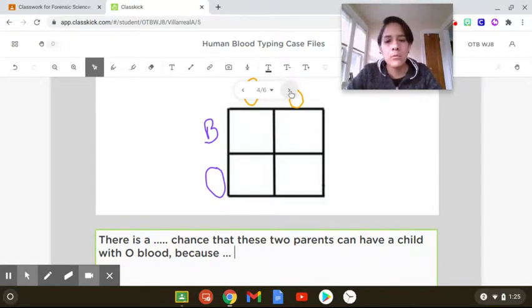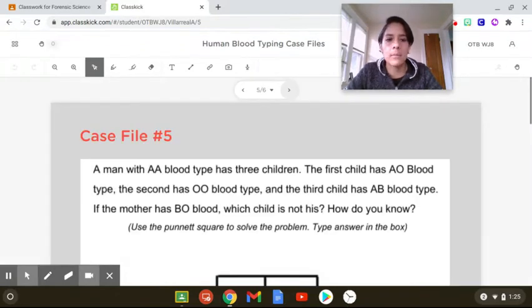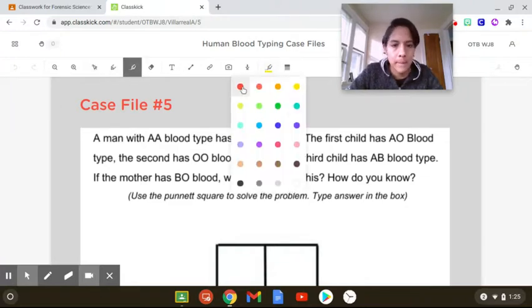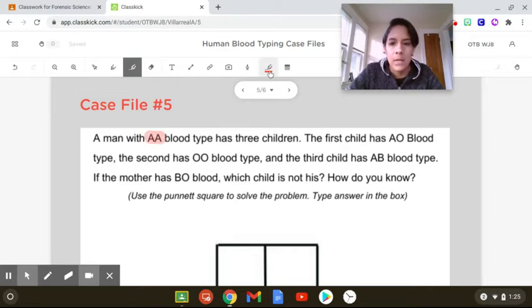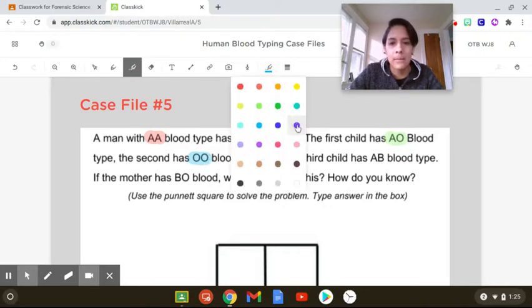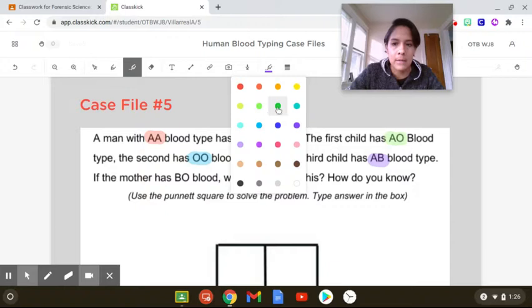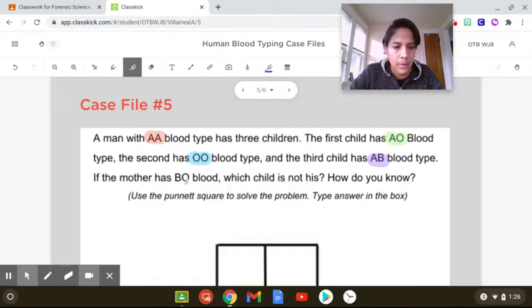Alrighty, moving on to problem number 5, and I do recommend to stop and do the problem and then move on. Okay, so a man with A blood type, so he has 2 A genes, has 3 children. His first child has AO, his second child has OO, and his last child has AB. Okay, his wife has BO blood, and the question is, which child is not his?